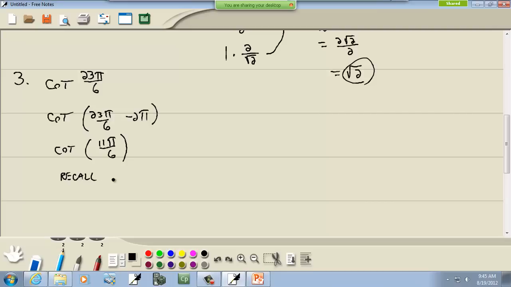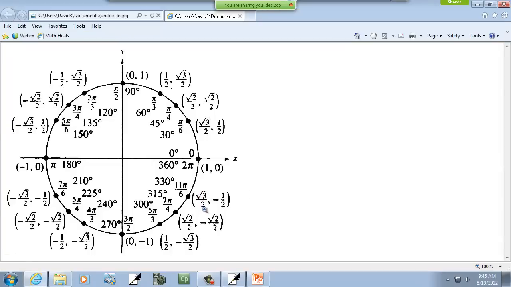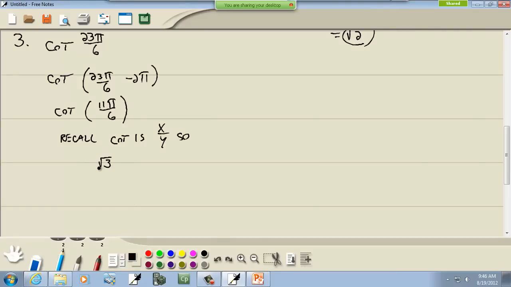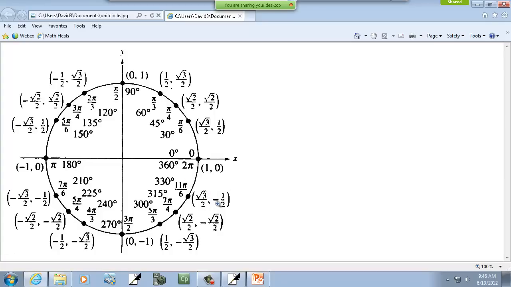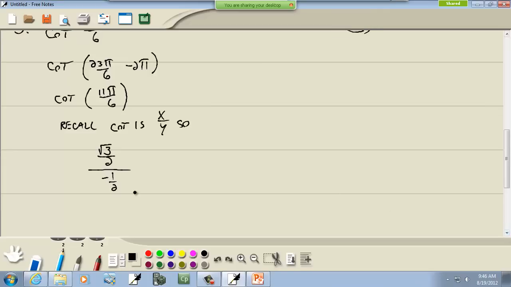Recall, since I don't have it up on the screen right now, cotangent is x over y. So at 11 pi over 6, our x is square root of 3 over 2. Our y is negative 1/2. Now, remember when you have a single fraction over a single fraction and the denominator is the same like this, the 2's will cancel. Basically, multiply the top and bottom by 2. So we're going to have square root of 3 over negative 1, which just gives us negative square root of 3. And that's our answer.